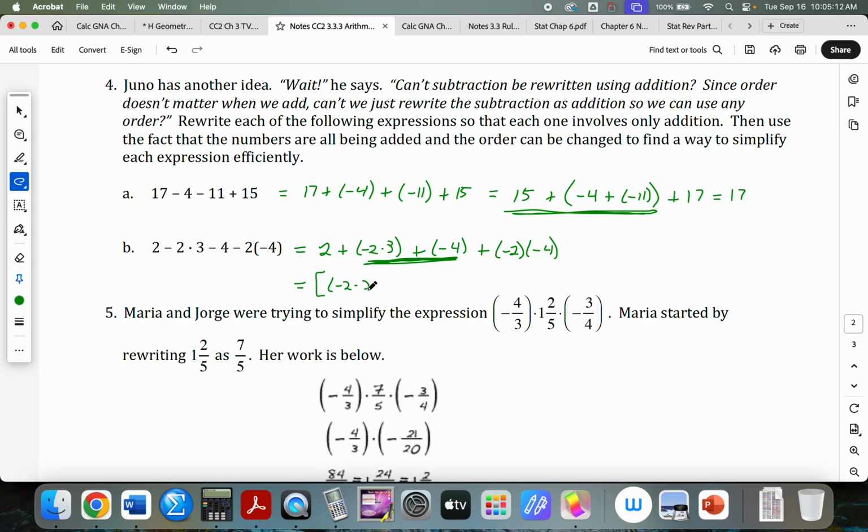Negative 2 times 3 plus negative 4. And I'll put the other two in a group. 2 plus negative 2 times negative 4. Because that's going to be a negative 10. And this is going to be a positive 10. So the whole thing adds out to 0.